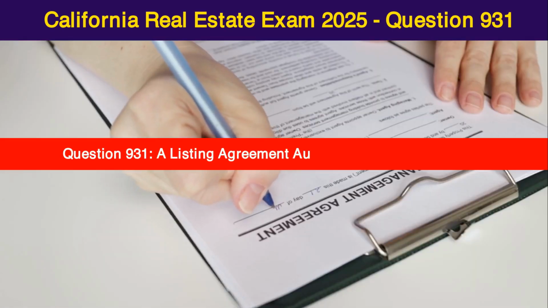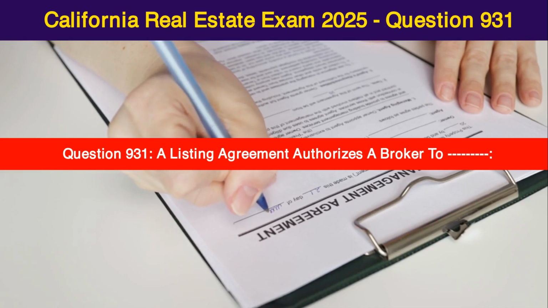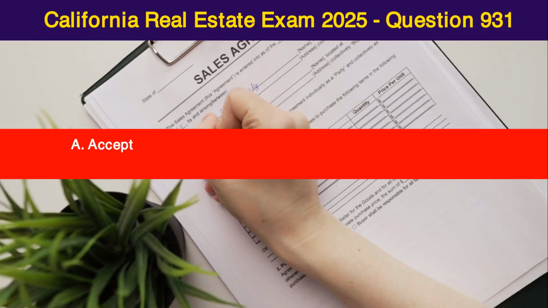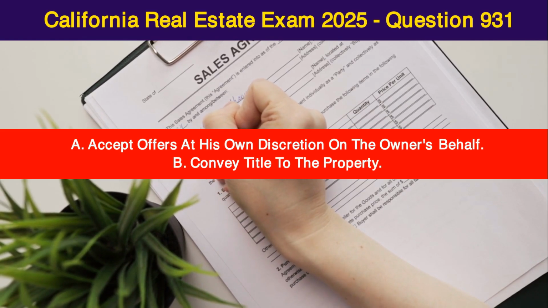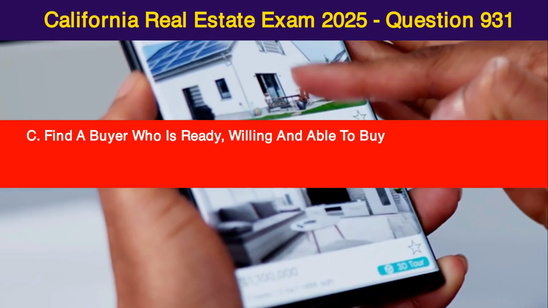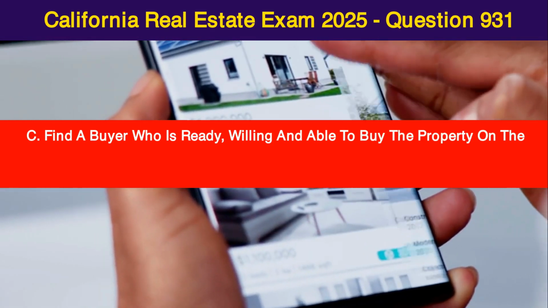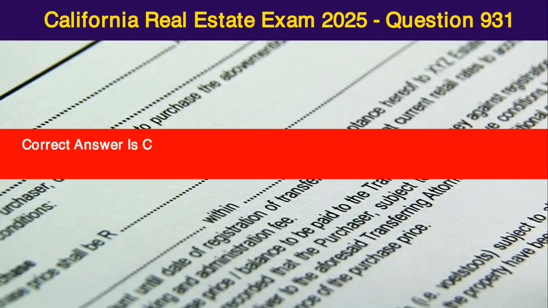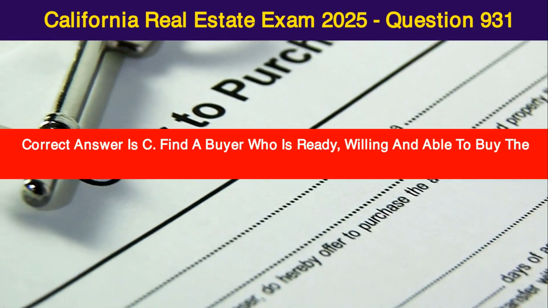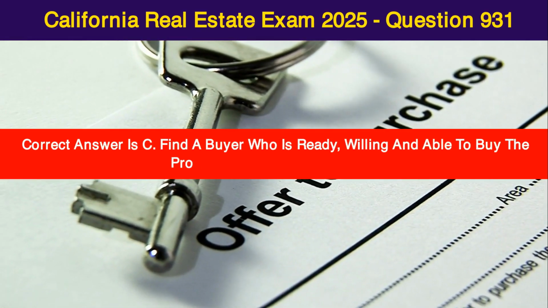Question 931. A listing agreement authorizes a broker to A. Accept offers at his own discretion on the owner's behalf. B. Convey title to the property. C. Find a buyer who is ready, willing and able to buy the property on the owner's terms. D. None of the above. Correct answer is C. Find a buyer who is ready, willing and able to buy the property on the owner's terms.